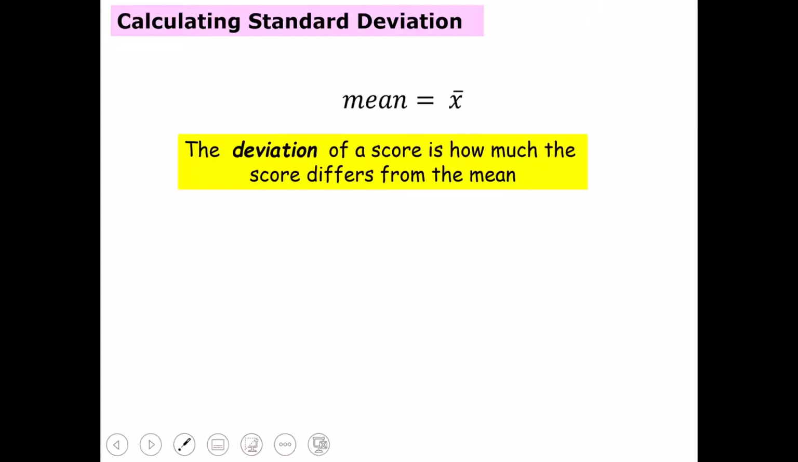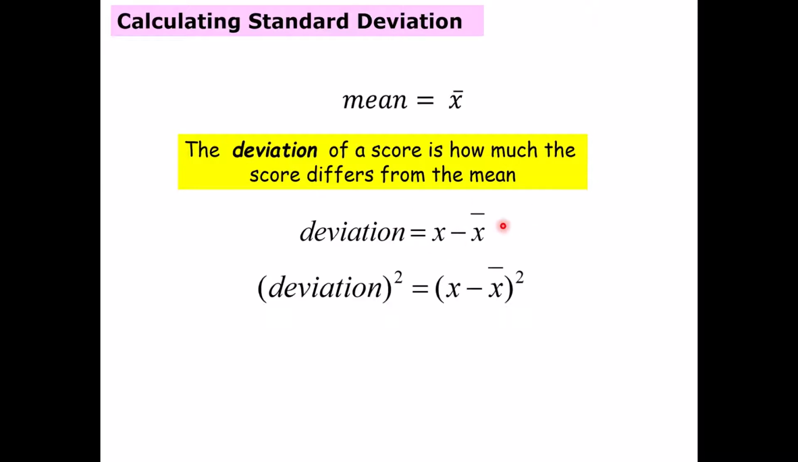So a little bit extra: we said the mean was X bar. The deviation of the score is how much the scores differ from the mean, so how much they deviate. So the deviation is X, whatever number it is in the sample, take away the mean, so how much it differs from the mean. And then the next step was to square it, that was part of our calculation. Again, you'll see this all come together in our next example.